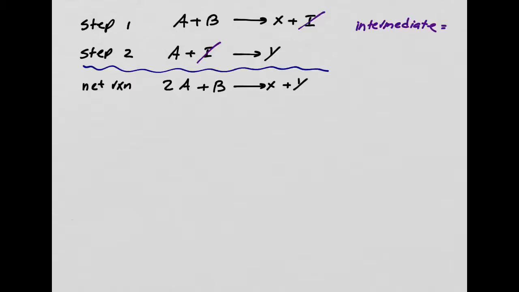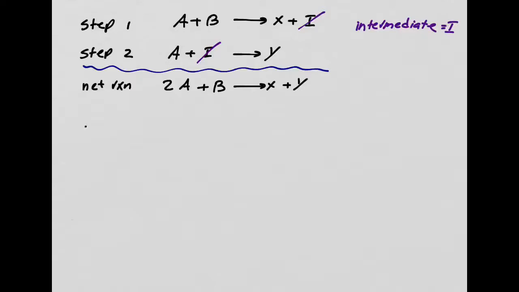The intermediate is I. Again, an intermediate is something that does not show up in my net reaction. There is no I in my net reaction. You just cancel that in the process. So I is my intermediate, and this is my net reaction. So far, so good.